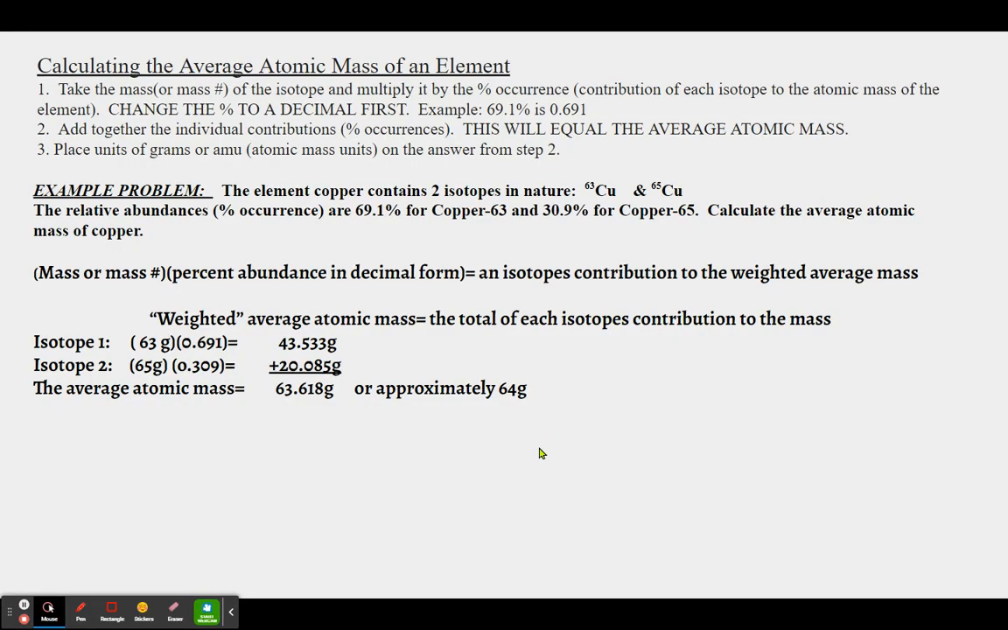Now, this is a replica of what is in your notes. Okay, take a minute and copy down the example question on your note page from this slide.